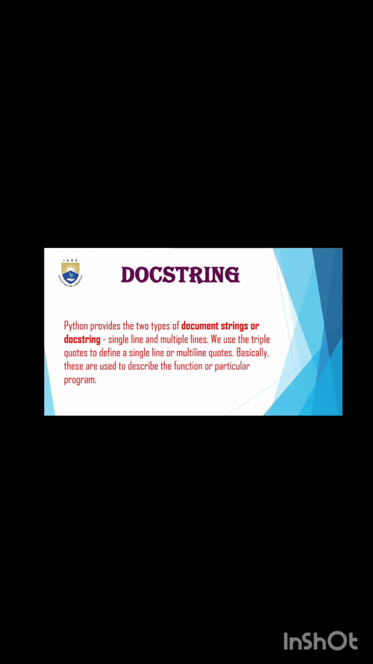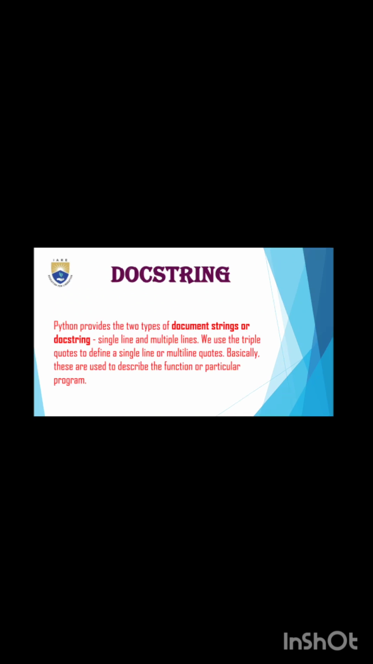Also, note that the end triple quotes come on the same line for one-line docstrings, but for multiple lines, the end triple quotes come where the docstring ends. Now, we see some examples of docstring. Code is: def addition(a, b) is equal to 0.